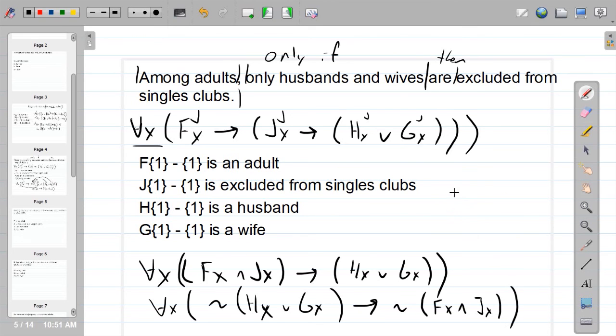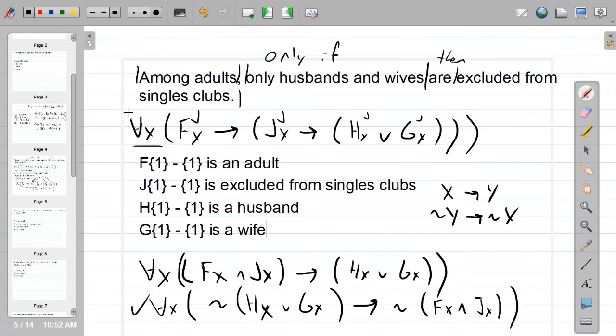If you've got x then y, that's exactly equivalent to not y then not x. So those two sentences are in general logically equivalent. We just flip the order around and negate them both. That's exactly equivalent. So you could have said, look, if you're not a husband or a wife, then it's not the case that you're an adult and excluded from a singles club. Yeah? So that's good too.